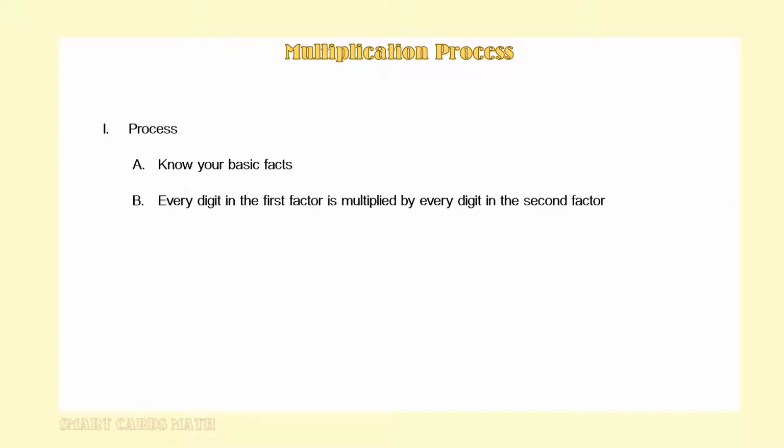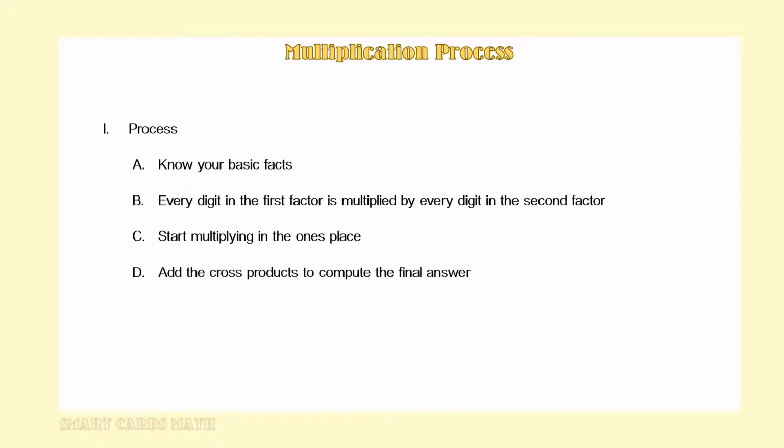Next, every digit in the first factor is going to be multiplied by every digit in the second factor. Third, start multiplying in the ones place. Multiplication is a forward process. When we multiply, we will move forward from the ones place to the tens place to the hundreds place to the thousands place, etc. And lastly, add the cross products to achieve your final answer.